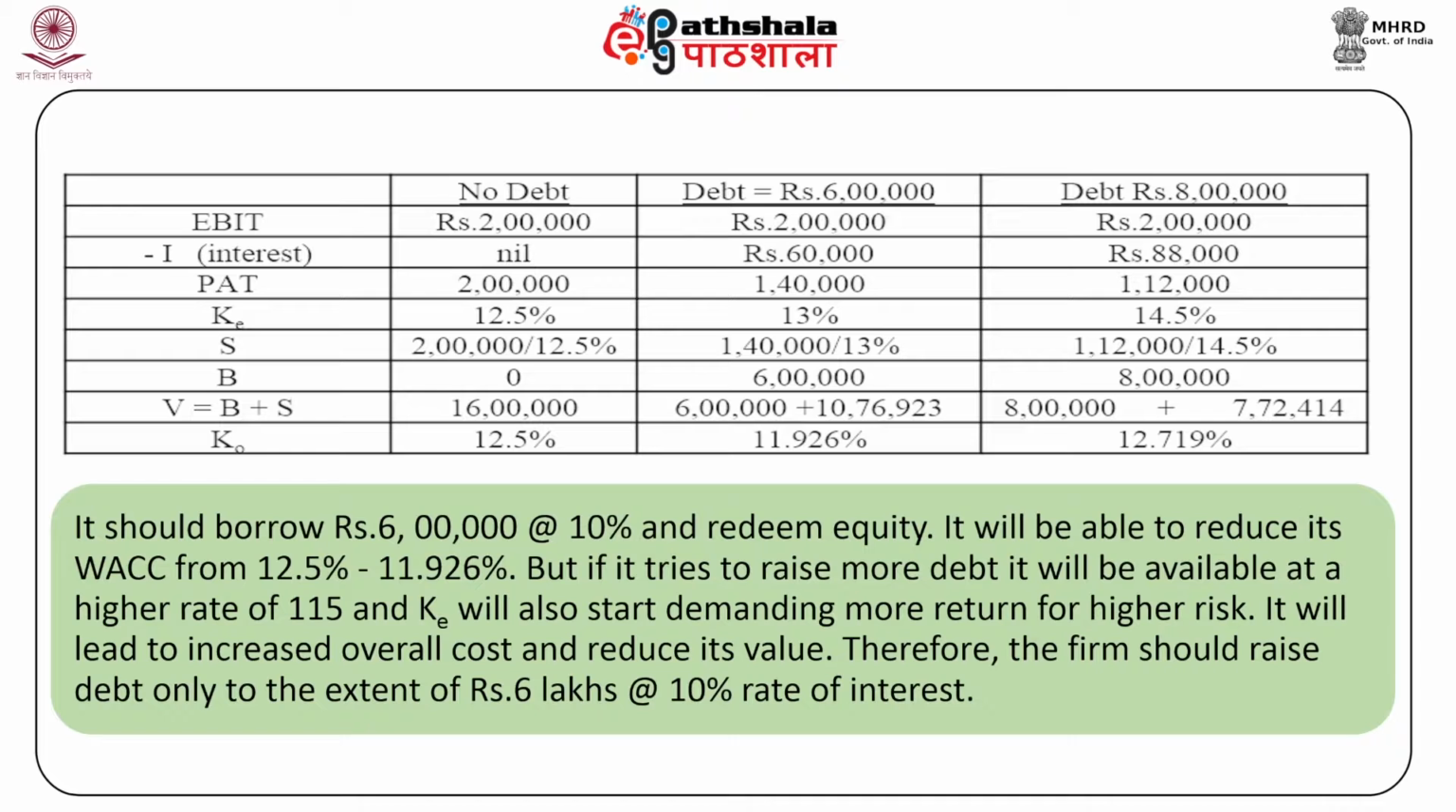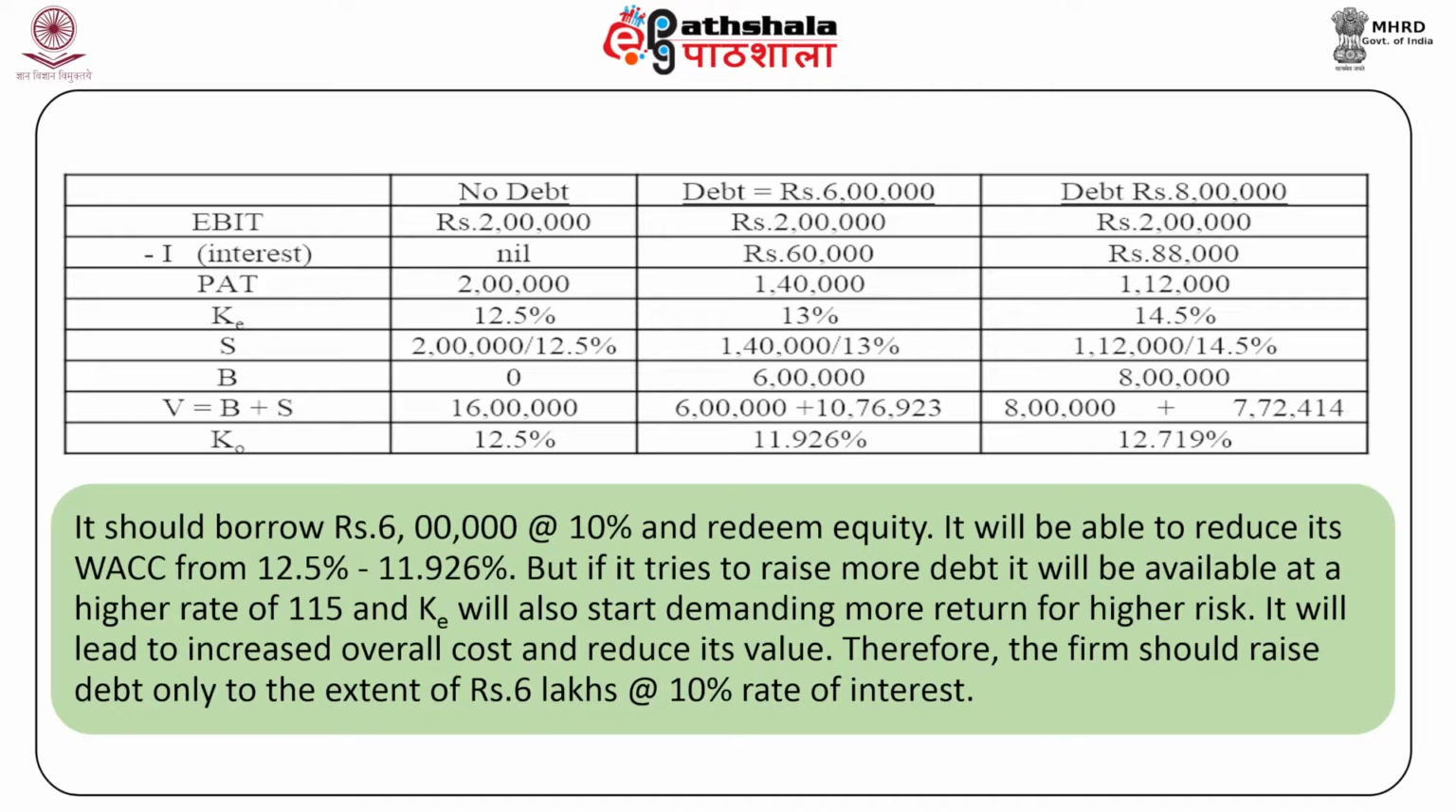Let's look at the last column. Here the debt is 8 lakhs, EBIT is 2 lakhs, the interest payable on 8 lakhs is 88,000, the PAT available to equity shareholders is 1,12,000, the cost of equity is 14.5%. So this gives the value of S as 1,12,000 divided by 14.5% and the value of debt is 8 lakhs. Combined together you get the total value of 15,72,414 and overall cost of capital is 12.719%.